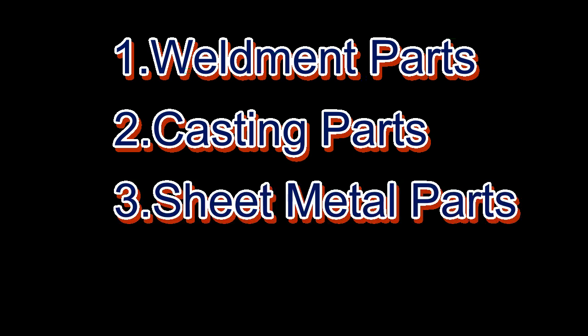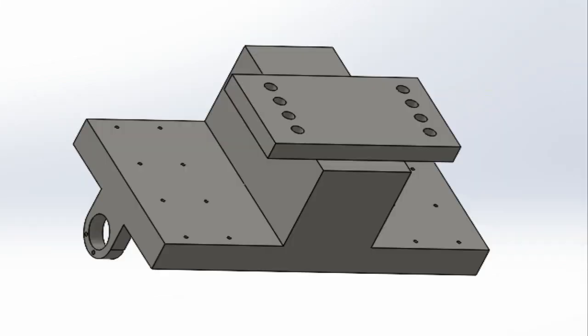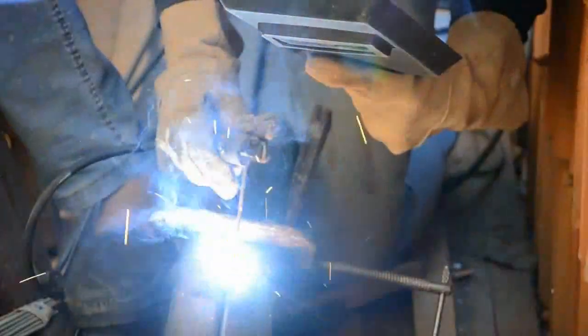There are three types of manufactured parts. Number 1, weldment parts. Number 2, casting parts. Number 3, sheet metal parts. The machine body and other auxiliary parts, such as slide, saddle, brackets, etc., all are generally weldment parts. Weldment parts are made by welding steel plates, pipes and rods.